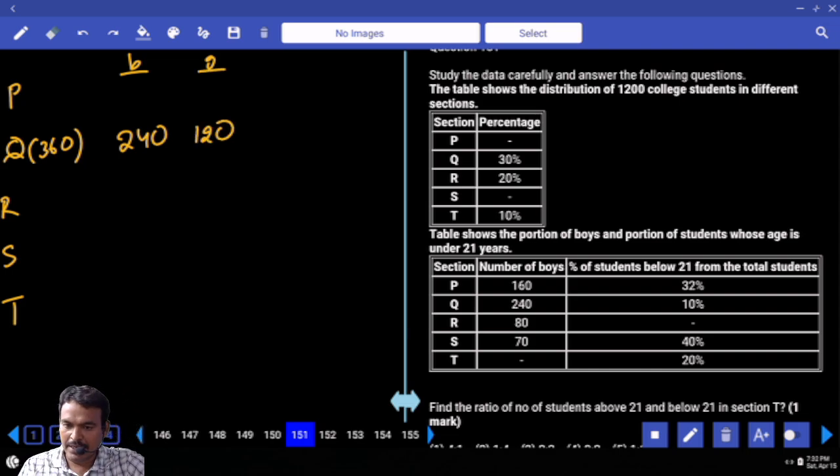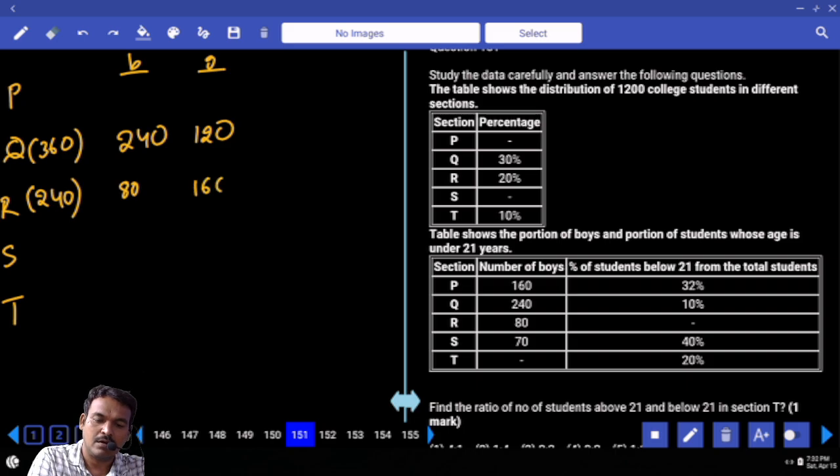120. Next, in R, what is the R percentage? 20%. What is the 20% of 1200? 240. Out of 240, boys is how much? 80. Remaining 160 are girls or not? Next, in college S, there is no clarity about the total members. But in college T, 10%. 10% means 120. Out of 120, there is no boys and there is no girls data.